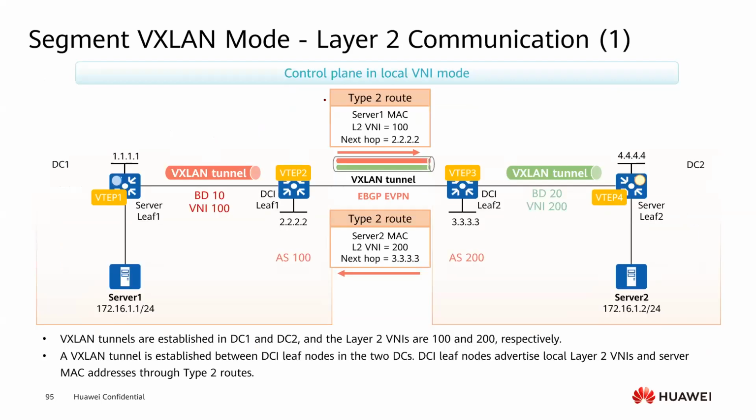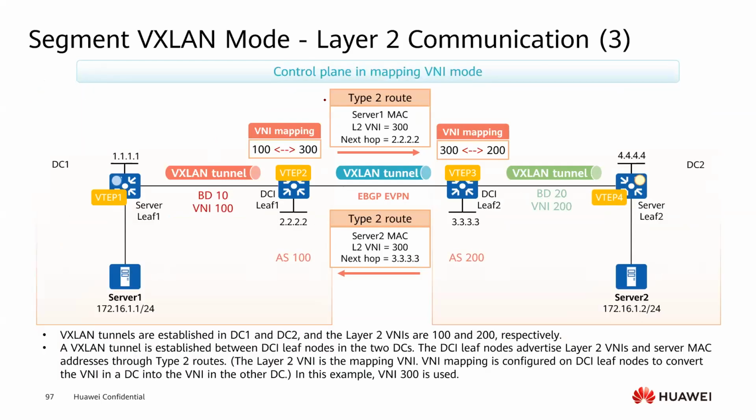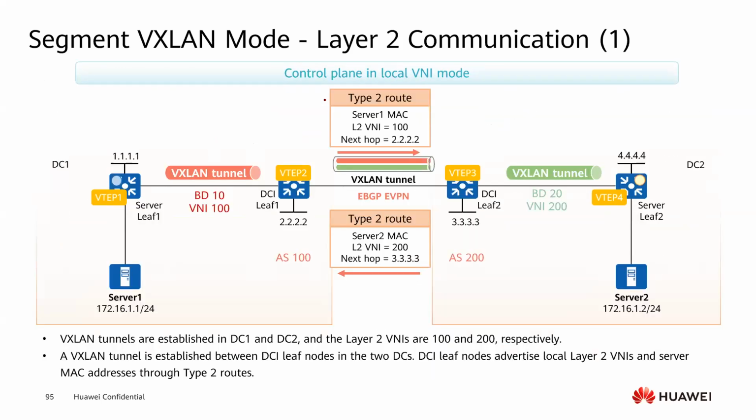And for the level 2 communications, we have different modes. We have the local VNI mode, and we have the mapping VNI mode. So what does it mean? It means they are in different segments, so they are in different broadcast domains. They will send the BGP EVPN routes to each other, and they will use different VNIs.